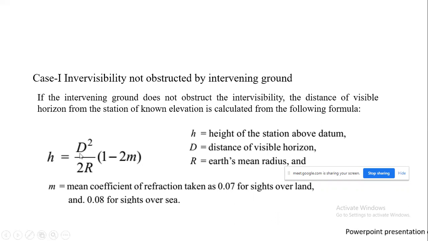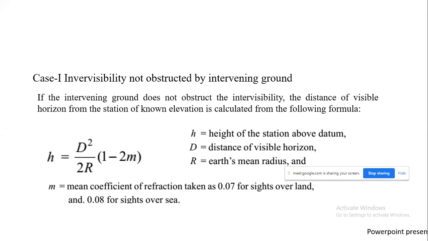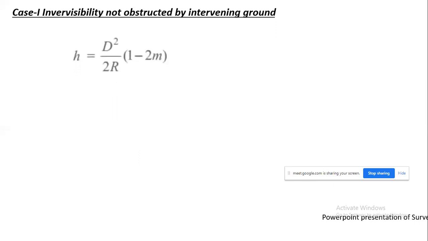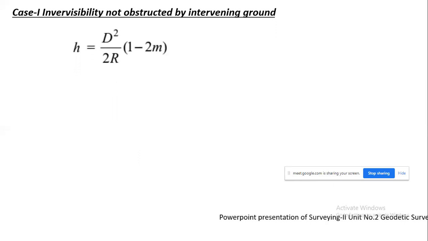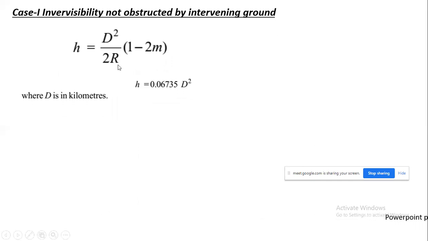If you know the distance between the two station points, the earth's mean radius r, and the m factor, either 0.07 for sites over land or 0.08 for sites over sea, you can calculate the height required to get intervisibility of the station. Next, the same formula further, after substituting the value of r.